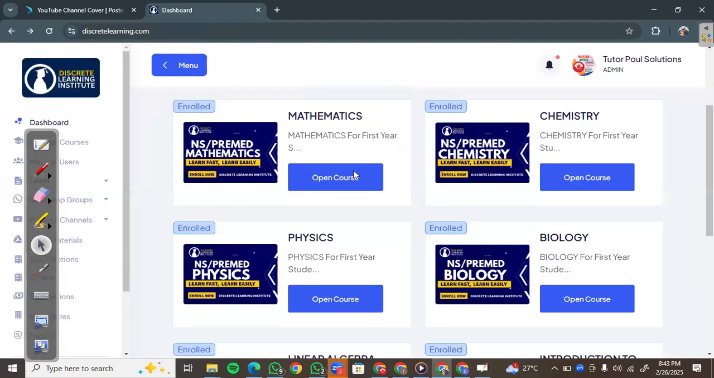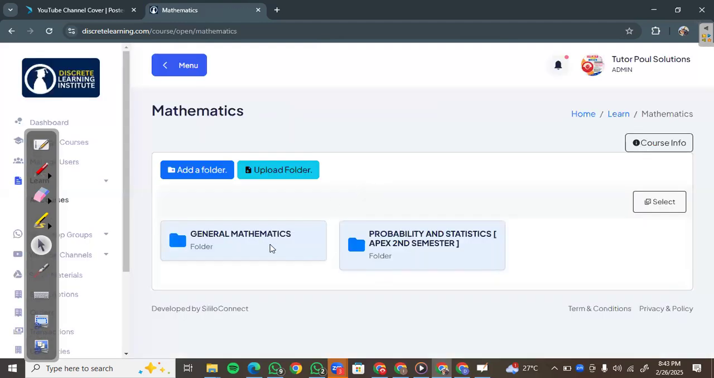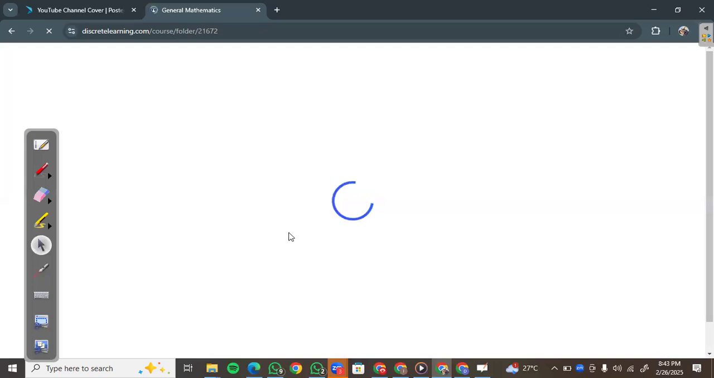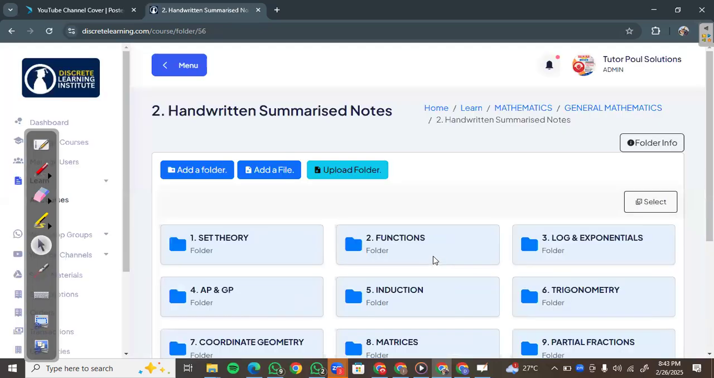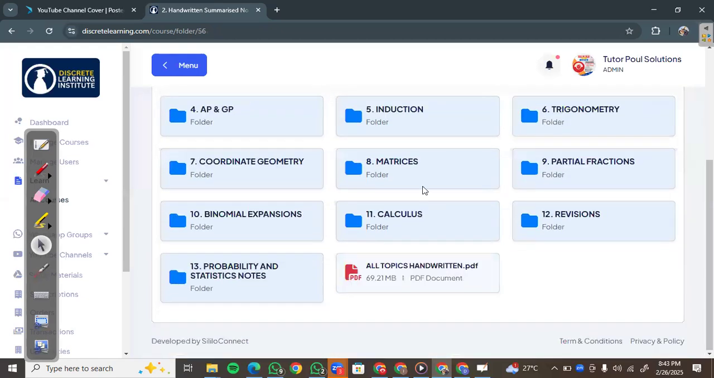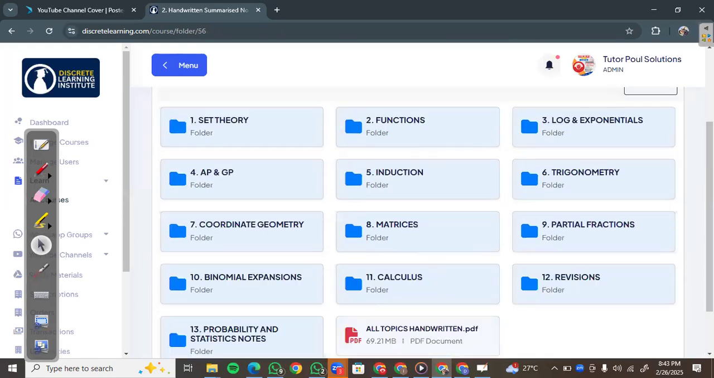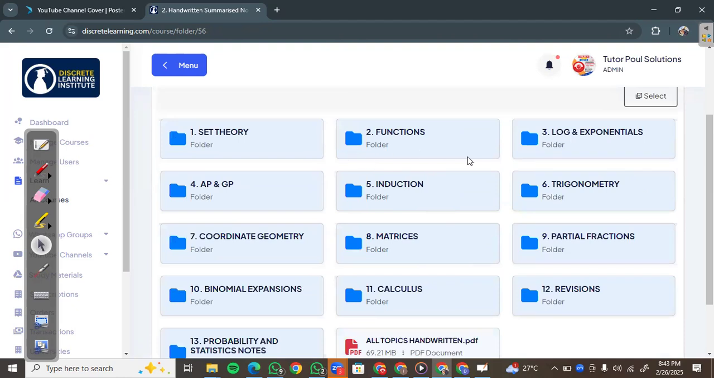I've gone back a step. If you go to the handwritten notes here, you're going to find well summarized handwritten notes. They are there just waiting for you. So if you want to read about set theory, they will be there.